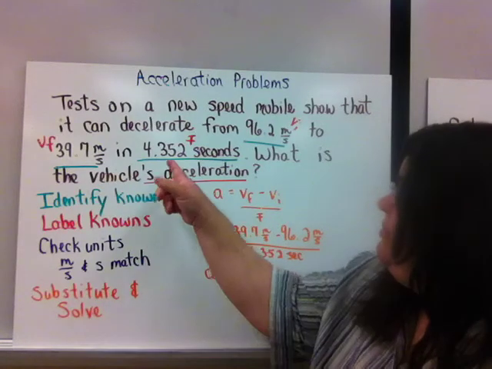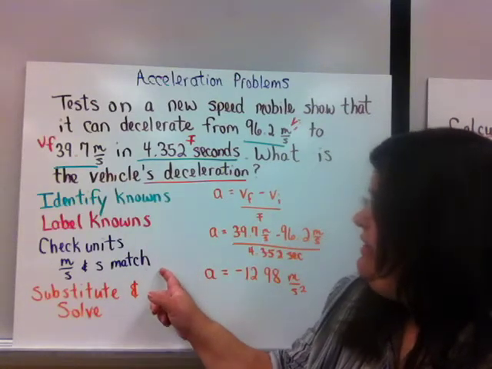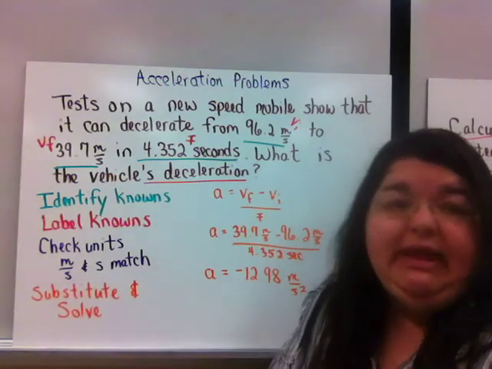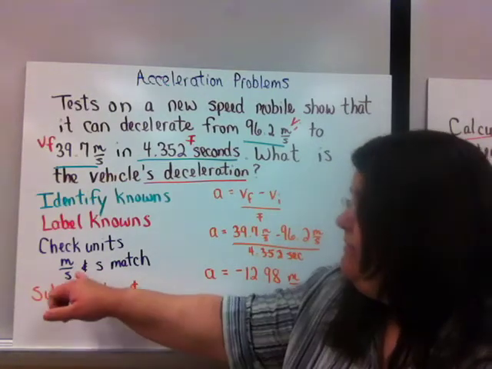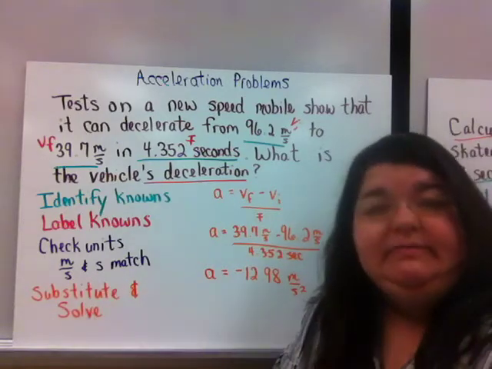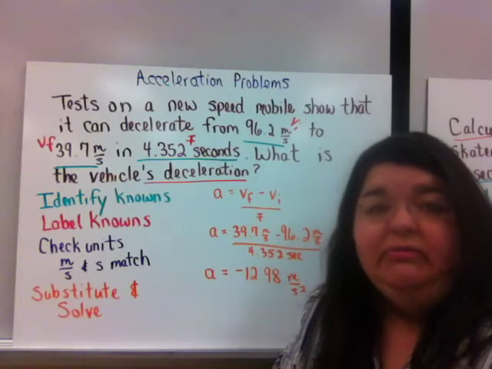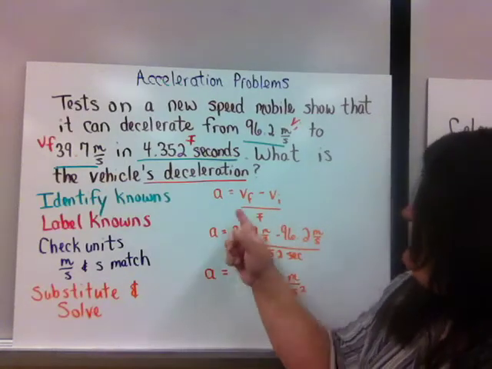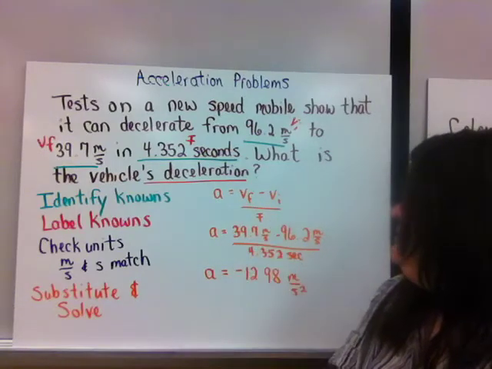Now, this 4.352 seconds is my time, so I'm going to check my units. I want to make sure my time unit matches with my velocity unit. And since I have meters per second and seconds, I know those match. If my velocities had been given to me in kilometers per hour and my time had been given to me in seconds, I would have needed to change my seconds to hours before I did the problem. Now, I'm going to substitute and solve, and the equation we're going to use is our acceleration equation.